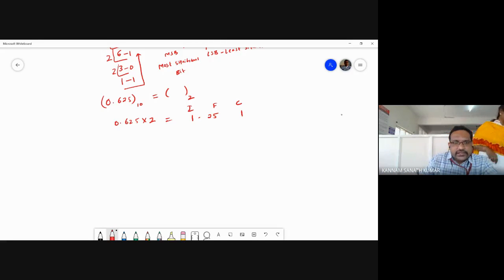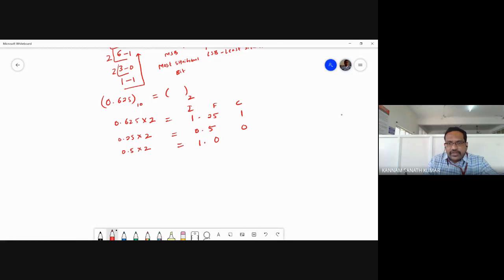Okay, and next again 0.25 is there. Again you multiply. You take this fractional value and multiply with 2. What you are getting, 0.25 into 2, you are getting 0.5. Okay, so what is the coefficient? 0. Okay, and next 0.5 into 2, what you are getting, 1.0. Okay, so here the fractional value becomes 0, no? So 0 into 2 means again you are getting 0. So what is the coefficient?